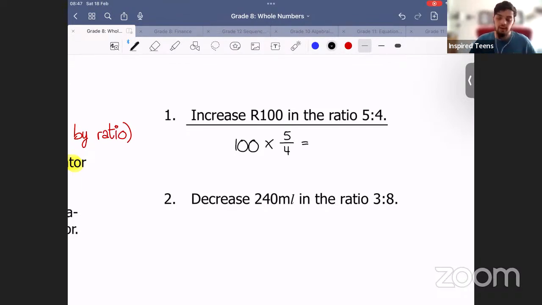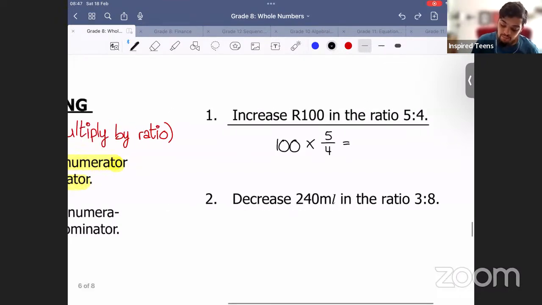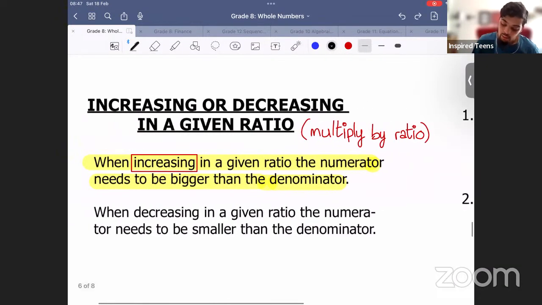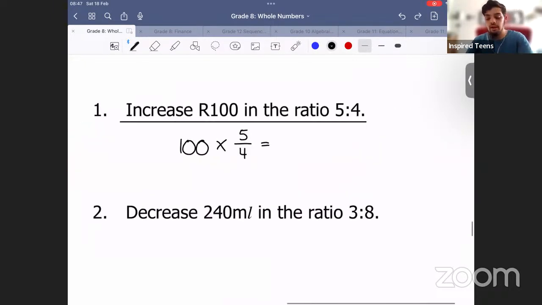Where did we get 5? Where did we get 4? That is the ratio, 5:4. So I'm going to create a fraction with the ratio, and when I'm increasing, I will have a numerator bigger than the denominator. In this case, when I do the calculation, 100 multiplied by 5/4, I get 125. In this case, it's rands because we are working in rands. So 125 rand. That is how I increased 100 in the ratio 5:4.